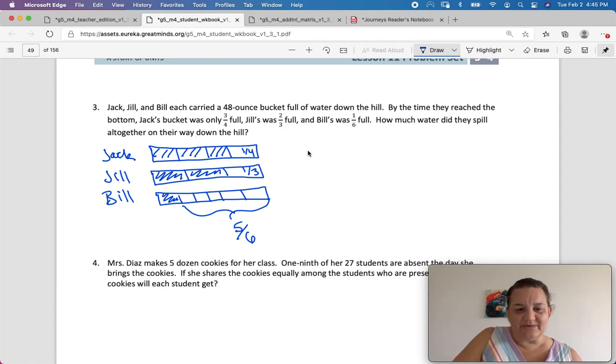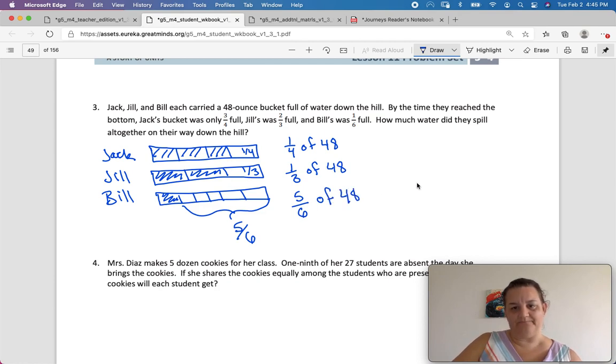So now we need to find out what 1/4 of 48 is. Let me write a little bit smaller, sorry. 1/4 of 48. 1/3 of 48. And 5/6 of 48. Okay? And then we're going to add those all up, and that's going to be our answer.